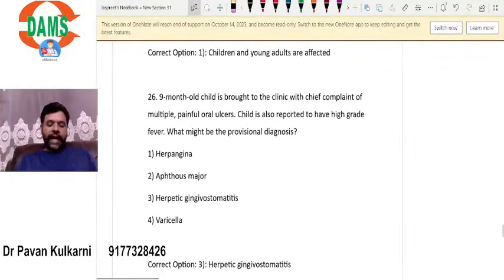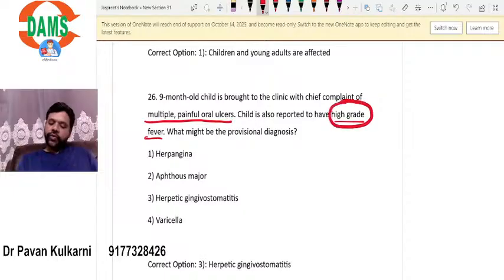Okay. A 9-month child is brought to the clinic with a chief complaint of multiple painful oral ulcers. The child is also reported to have high grade fever. So the question only says high grade fever. So high grade fever is there. What will be the provisional diagnosis?